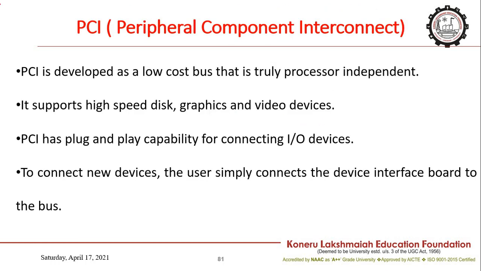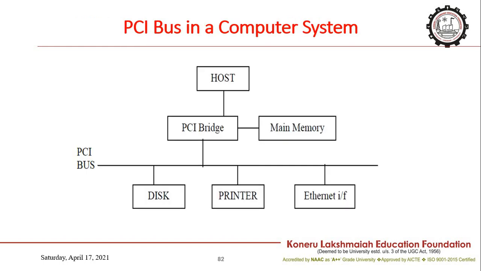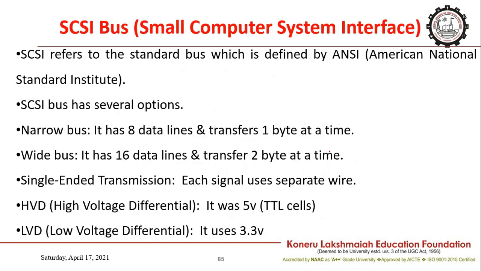Peripheral Component Interconnect, PCI, was developed as a low cost bus that is truly processor independent. It supports high speed disk, graphics and video devices. PCI has plug and play compatibility for connecting IO devices. To connect new devices, the user simply connects the device interface board to the bus. So this is the PCI bus in a computer system. It is one of the buses used to transfer data between the external devices and the main memory.